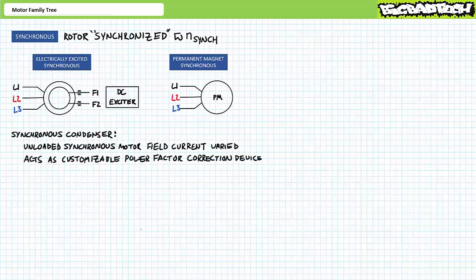As an especially cool application of this feature, consider something known as a synchronous condenser, which is neither a motor nor a generator, but rather a customizable power factor correction device. A synchronous condenser is for all intents and purposes an unloaded electrically excited synchronous motor, and by increasing or decreasing the exciter current, a synchronous condenser can balance reactive power requirements from a larger system at the point of use. You recall, power factor corrected systems draw less source current and as a result are more efficient in terms of transmission and distribution. We'll examine synchronous condensers in greater detail in later lectures.